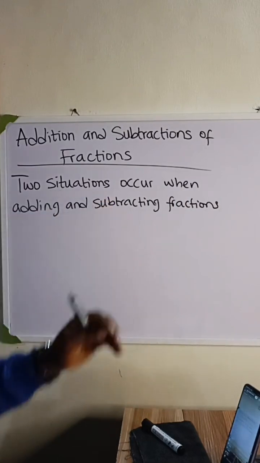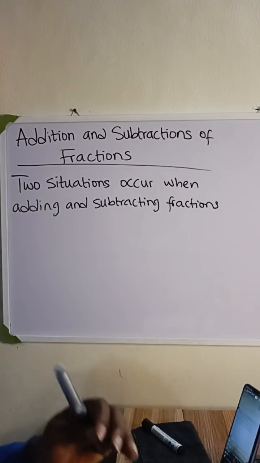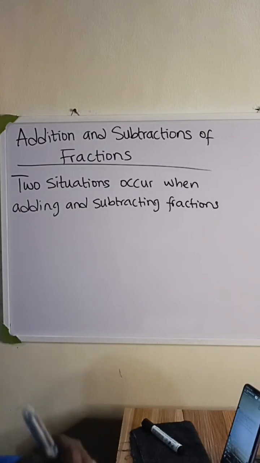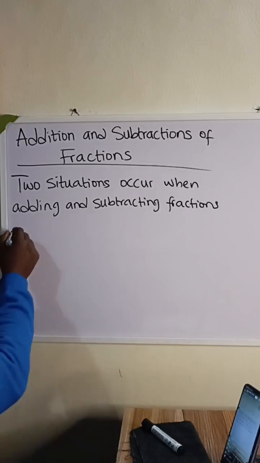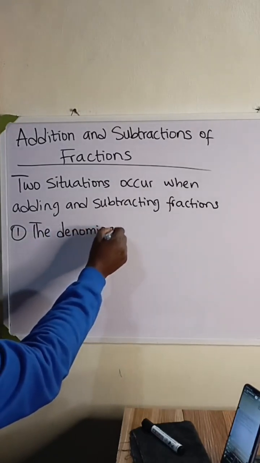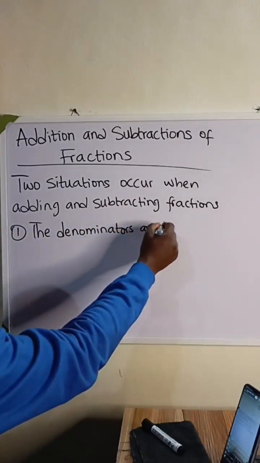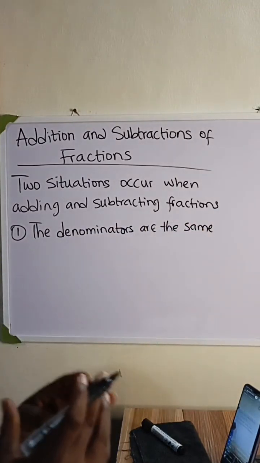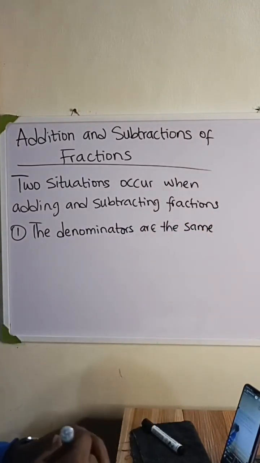The first situation is that the denominators are the same. The denominators of the fractions that you are adding or subtracting are the same. The second situation is that the denominators of the fractions you're adding or subtracting are not the same. So whenever you are looking at a question on addition or subtraction of fractions, you have to check: are the denominators the same?